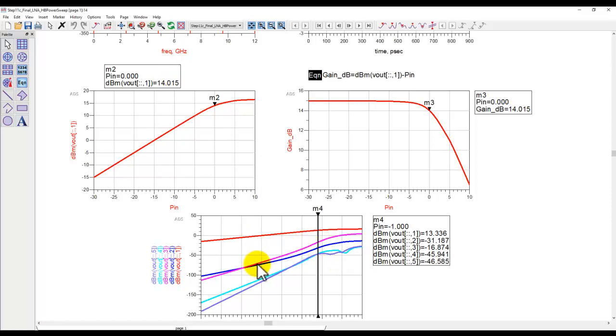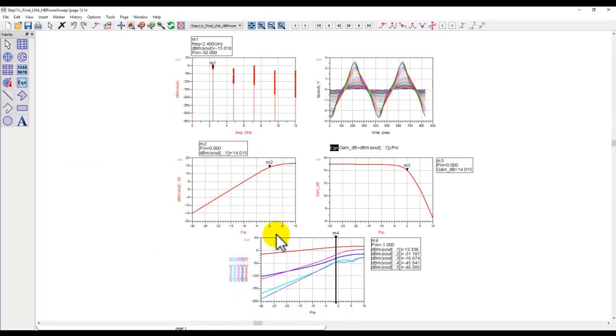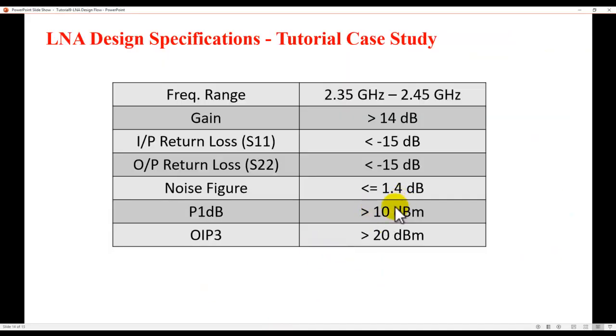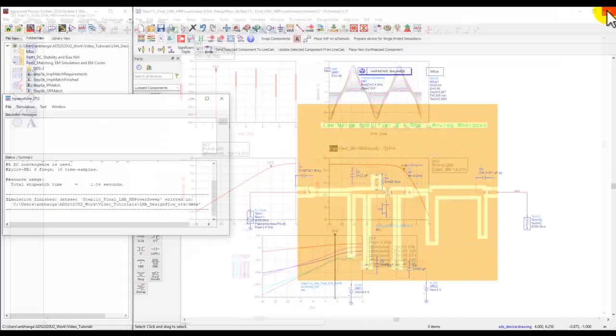All right, just as additional information, this is how the second, third, fourth and fifth harmonics change with respect to power. So one more checkpoint in our specification: we have a P1dB of greater than 10 dBm, so we met the spec. Now the final spec to validate is IP3. So let's go and look at it.